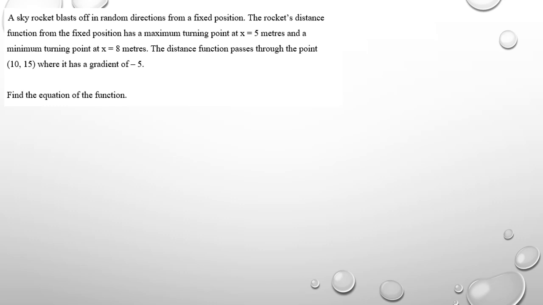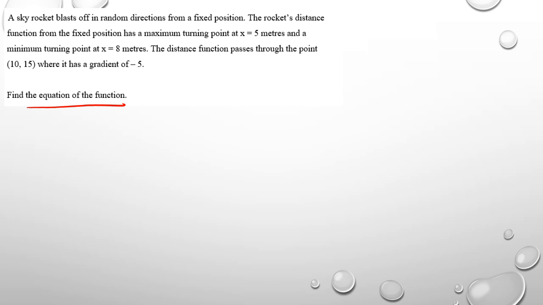Next question is talking about a skyrocket. There are so many things to say. They said find the equation of the function, so that's the requirement, finding f(x). Now we need to go back and see what information is being given. The distance function has a maximum turning point at x equal to 5 meters and a minimum turning point when x equal to 8 meters. The distance function passes through the point where it has a gradient of negative 5.